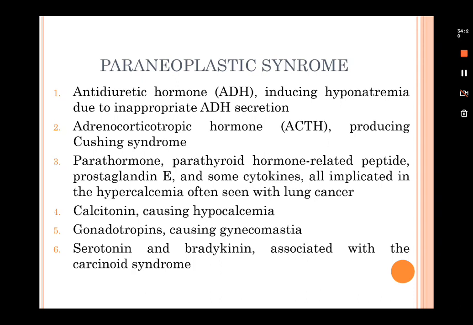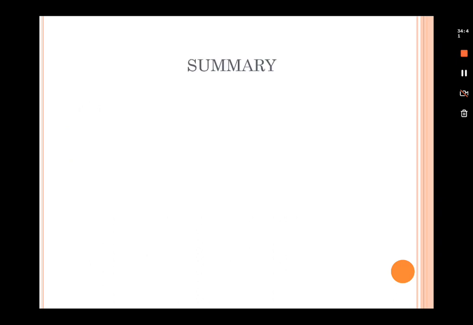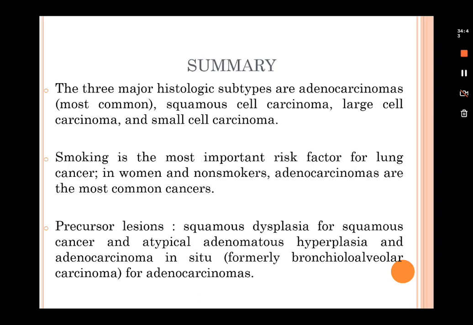You will read paraneoplastic syndromes again throughout your life, and sometimes the patient does not present directly as cancer, but as paraneoplastic syndromes. Lambert-Eaton myasthenic syndrome, peripheral neuropathy, acanthosis nigricans, hematological abnormalities like leukemoid reaction, Trousseau syndrome, and hypertrophic pulmonary osteoarthropathy. So I know it's a difficult topic, but I've summarized it a little bit.